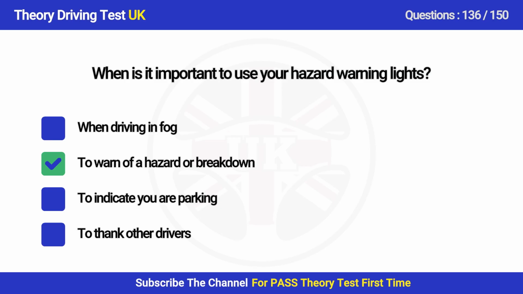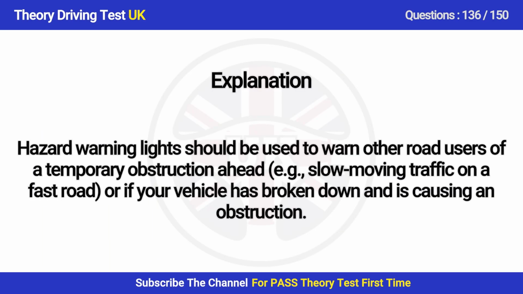Answer is B. To warn of a hazard or breakdown. Hazard warning lights should be used to warn other road users of a temporary obstruction ahead, e.g., slow-moving traffic on a fast road, or if your vehicle has broken down and is causing an obstruction.